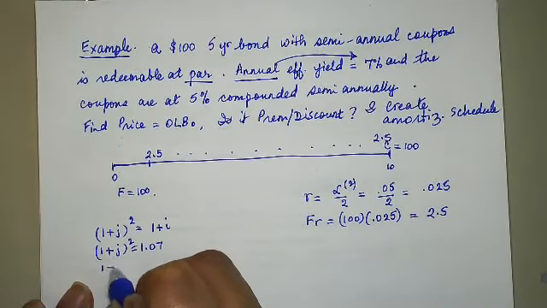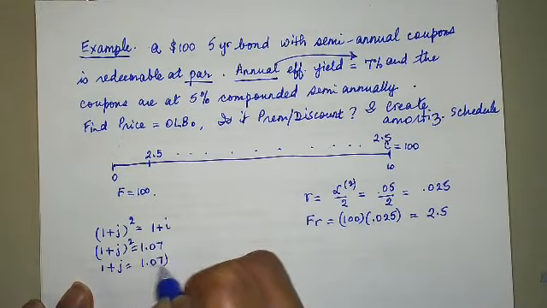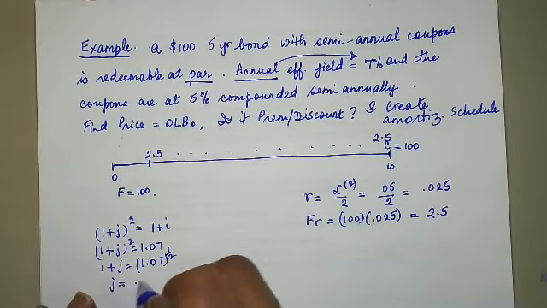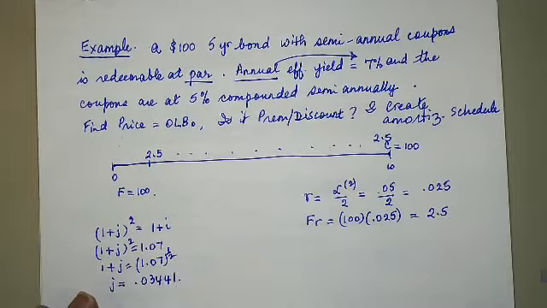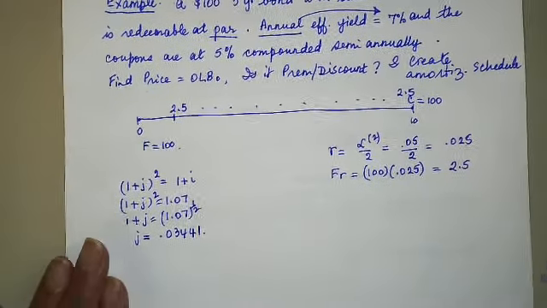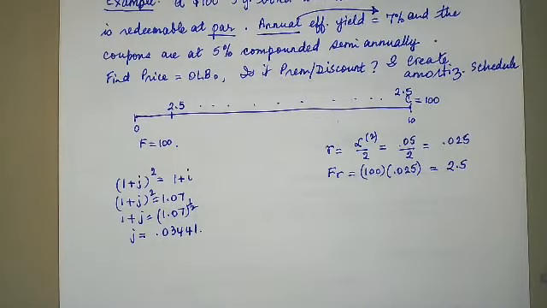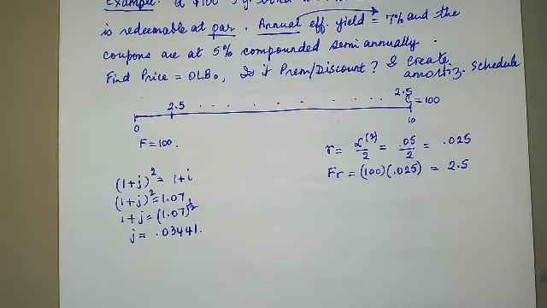I have to play with J because it's telling me that the annual effective yield is 7%. Annual though. So I have to find J. 1 plus J squared is equal to 1 plus I. So 1 plus J squared equals 1.07, and 1 plus J is equal to 1.07 to the 1/2, and J is equal to 0.03441.